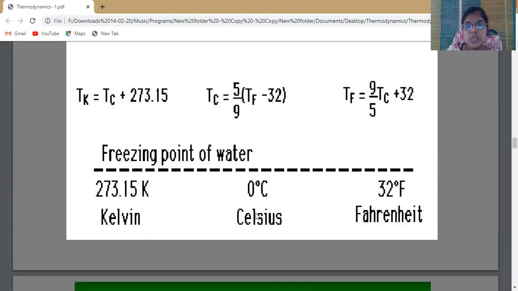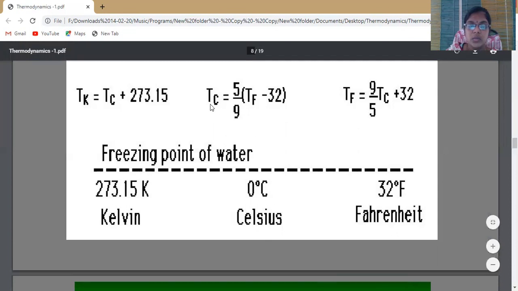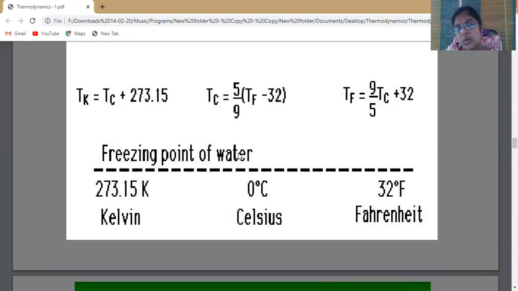And freezing point. The freezing point of water is at 0 degree centigrade. In terms of Kelvin, 273.15 Kelvin, and Fahrenheit, 32 degrees Fahrenheit. If you know the value of T in centigrade, you can convert it into Fahrenheit. If you know the Fahrenheit, you can convert it into degrees centigrade. If you know the value of Kelvin, you can convert it into degrees centigrade. Those are all the formulas. Whatever value we have, we convert it into another form. Okay, so those are all related to temperature.